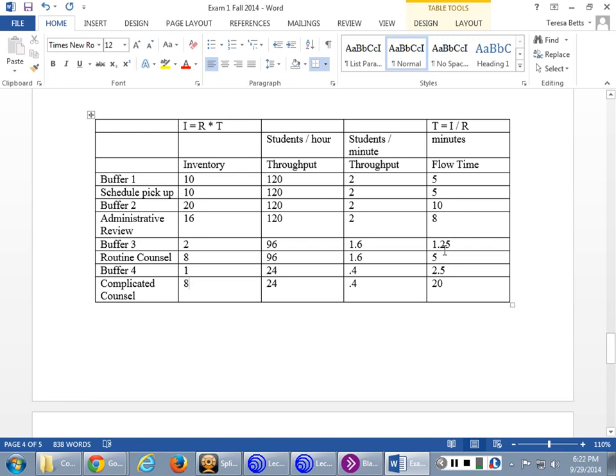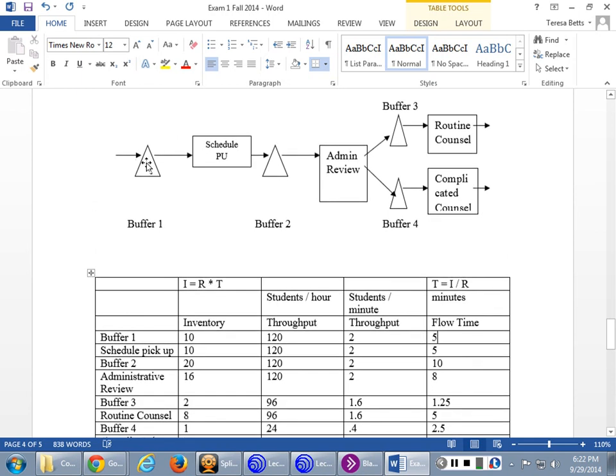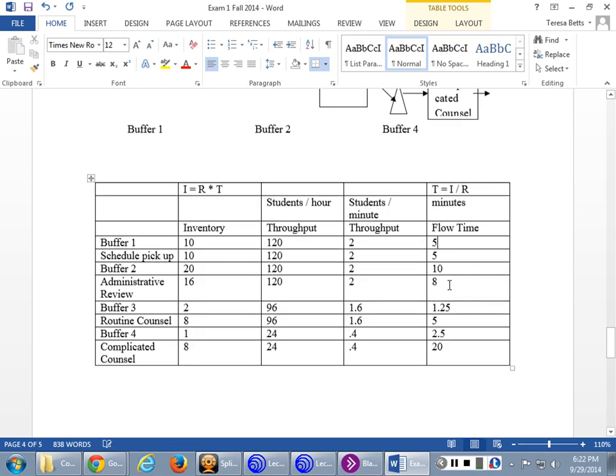We had a problem like that where you follow one path or the other, and we labeled those paths. If at the end of the semester that's you and you feel like that impacts your grade, you can come see me and we'll figure it out. But I don't think it's going to impact anybody's grade. But what you need to do is go, this path goes buffer 1, schedule pickup, buffer 2, admin review, buffer 3, and routine counsel. And we sum up how much time that is. If I sum up all the way through routine counsel, that's 34.25 minutes.